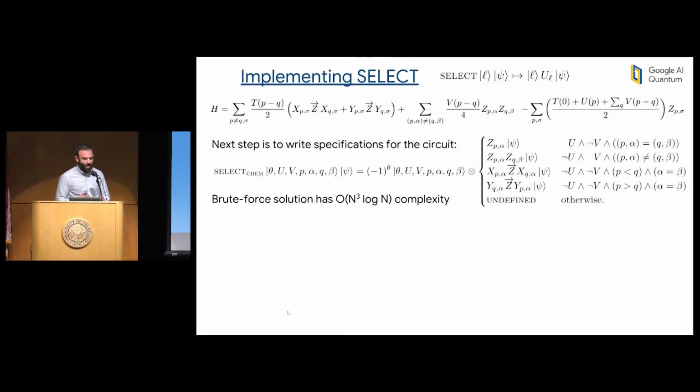Now, there's n-squared terms in the Hamiltonian, and they have locality of up to n, and I have to control on some register. So the brute force solution that qubitization might prescribe here would be something like n to the 3 log n complexity.